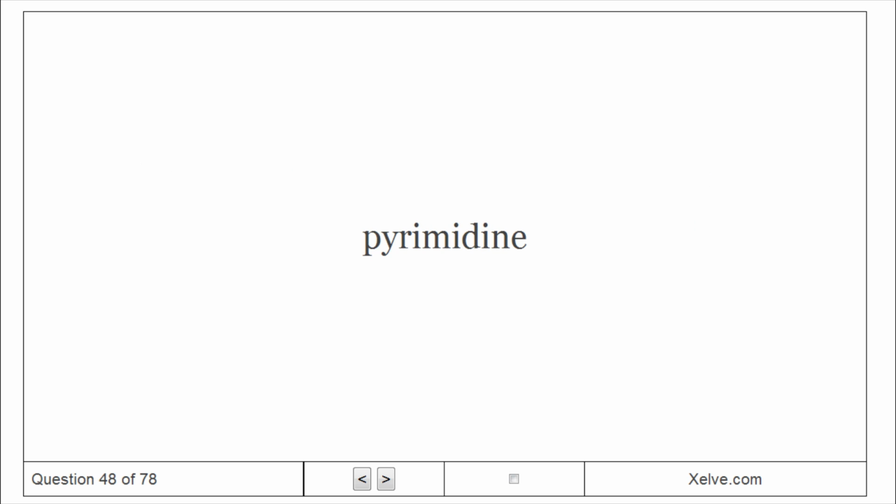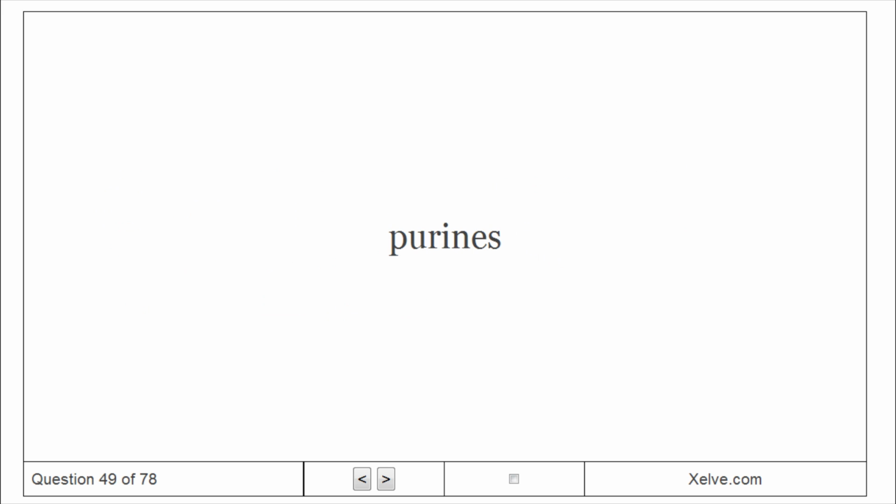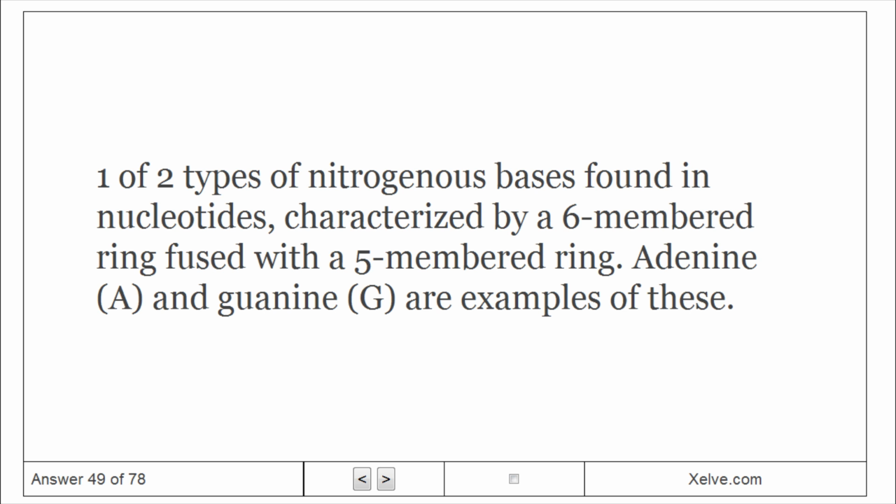Pyrimidine. One of two types of nitrogenous bases found in nucleotides, characterized by a 6-membered ring. Cytosine, C, thymine, T, and uracil, U, are examples of these. Purines. One of two types of nitrogenous bases found in nucleotides, characterized by a 6-membered ring fused with a 5-membered ring. Adenine, A, and guanine, G, are examples of these.